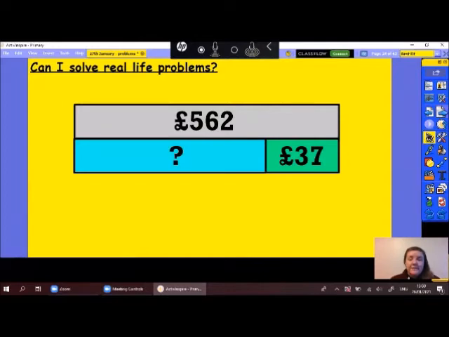So we can put another block there to make our bar model. So we know the 562, we know the 37, we just had to work out what was left, which is £525. And this helps us to see a really good way of checking our answer as well. Because if we add 525 and 37 together, it should make our total amount across the top. So, column addition, does it make 562? Well, pause the video, you work it out. Yes, it does, it makes 562. So there we go, we know our answer is correct.